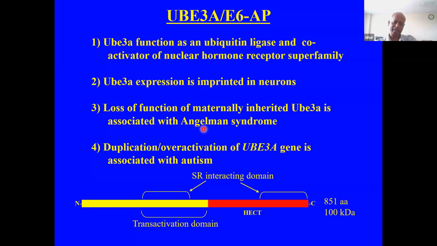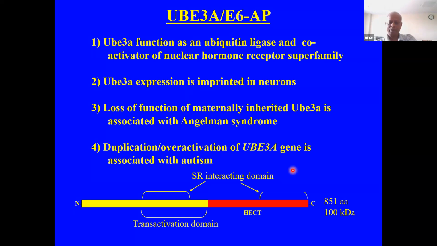We are not really talking about that. Even lately, people have shown that overdose of Ube3a is also linked with autism. So you understand how important this Ube3a gene could be. But we are not really talking about this aspect.